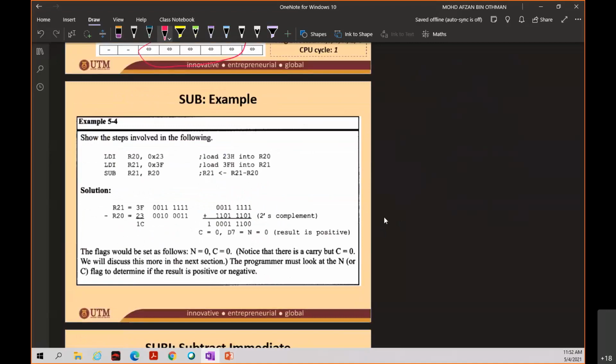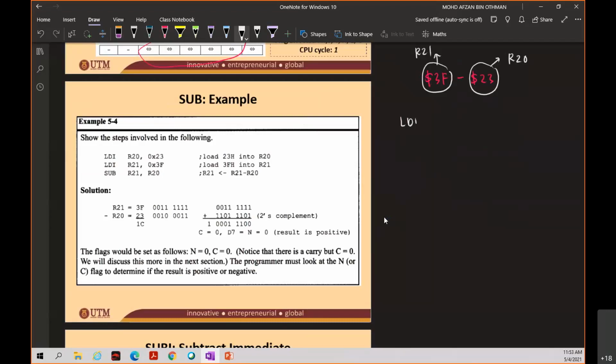Okay, so now what you're going to do here is subtract 3F minus 23. So how to do that? First, this 3F and 23, you need to put them into your GPR. In this case, we use R21 for this one, and R20 for this one. And then you write down the program.